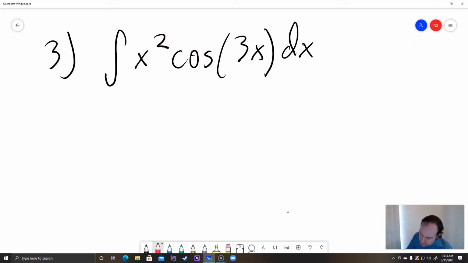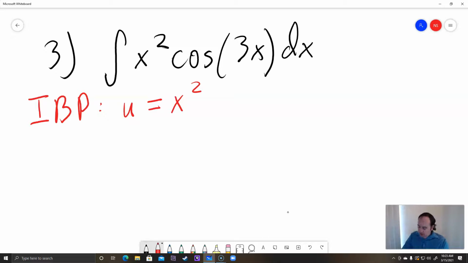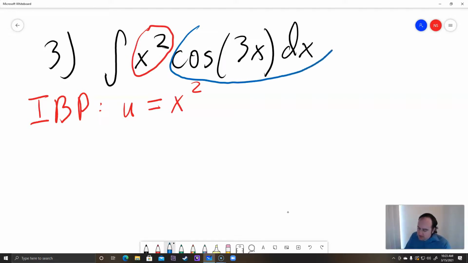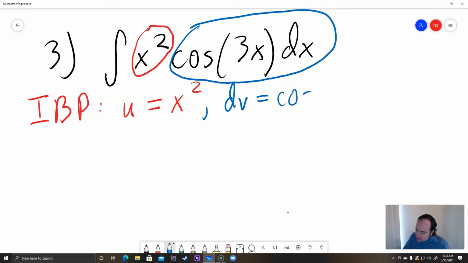Okay, so integration by parts, IBP. Once again, letting u equal something that will simplify. So here u is going to equal x squared. Okay, and then we're going to let dv be the rest. So since u is x squared, dv is going to be the rest of this, so it's going to be cosine of 3x dx. Okay, dv equals cosine of 3x dx.